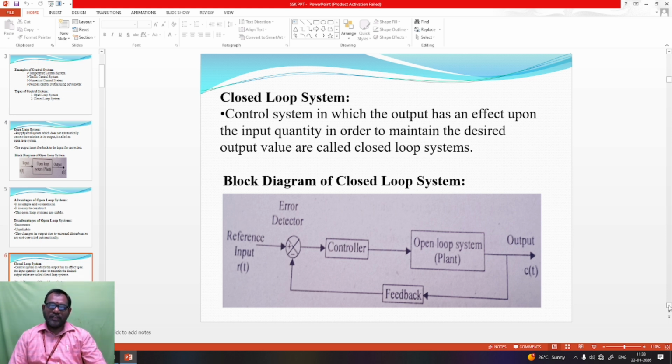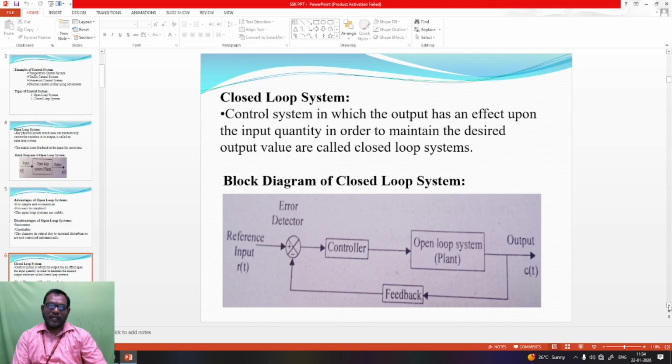It has the input R of t, which is called the reference input, and the output C of t, which is called the controlled output. So these are the different blocks used in the closed loop control system. First one is error detection, second one is controller, third one is open loop system, fourth one is feedback. These main four blocks are used for the block diagram of the closed loop system.